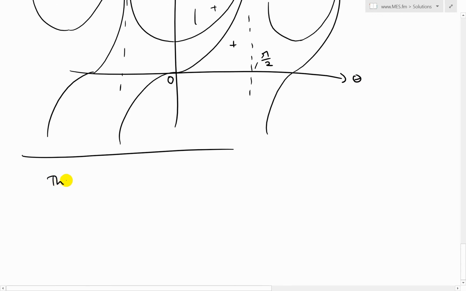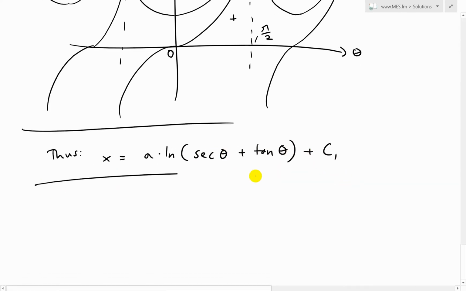So thus x equals a ln of just regular brackets, secant theta plus tan theta, and then plus a constant c1.